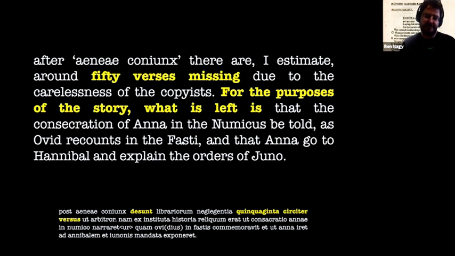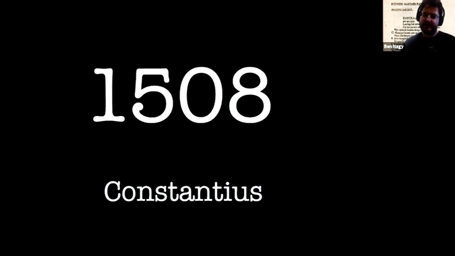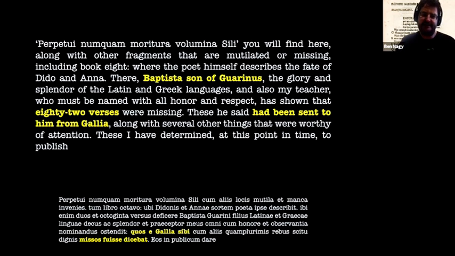And conveniently, he wrote down exactly what should be in those missing 50 lines. But then, just at the start of the 16th century, this guy, Jacobius Constantius, releases an edition of just like a bunch of essays, a bunch of Latin critical essays. And in that, he says, basically, I've got some bits that were missing from Celius. And that missing bit in book 8, my old mate, Baptista Gorani, who also taught me Latin, he sent me these 82 verses that fill in the gap, and they're totally legit, I swear.